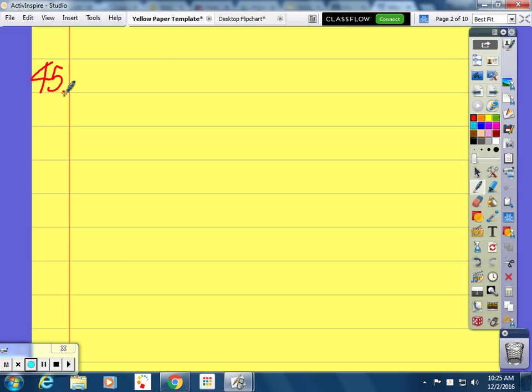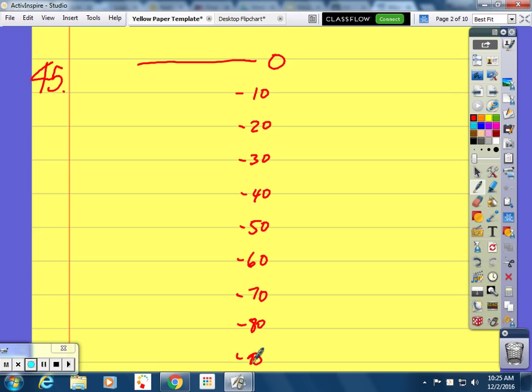So we went, if this is 0, it didn't get above 0, so let me move my 0 and make it a little higher. If this is 0, this is -10, -20, -30, -40, -50, -60, -70, -80, -90. So this is where my elevator's at. And it says that my elevator moves from 90 feet below to 20 feet below.